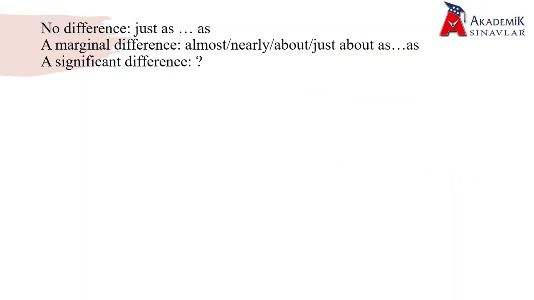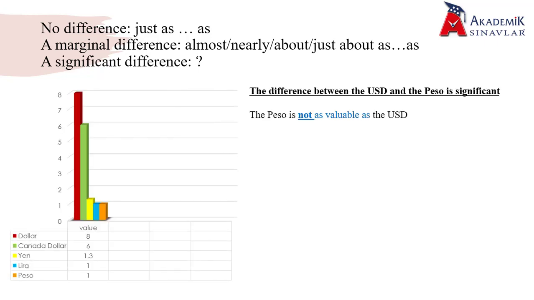Up to here, using as structure, we showed similarity and marginal difference. But here the question is whether it is possible to show a big difference with this structure. The answer is yes. Although a sentence like the peso is not as valuable as the US dollar is correct, it cannot show the extent of the difference. A better word, such as nowhere near, can show the large difference between the peso and the US dollar more precisely.